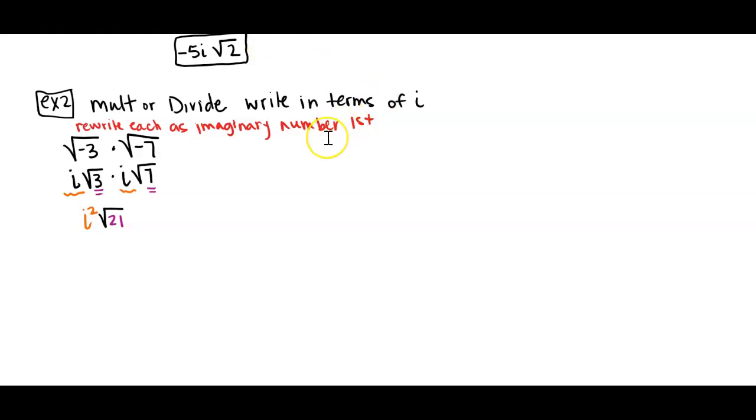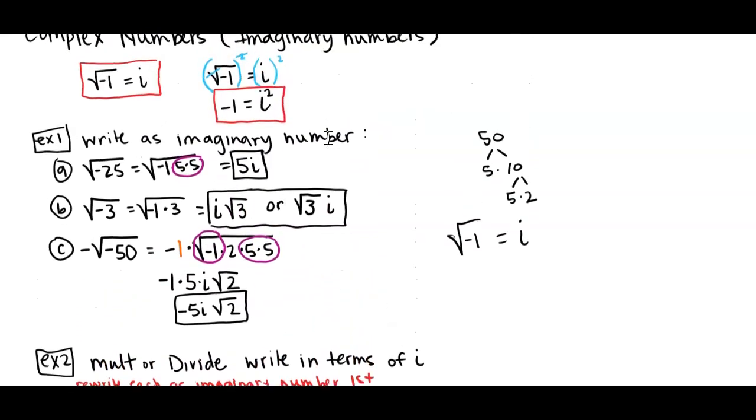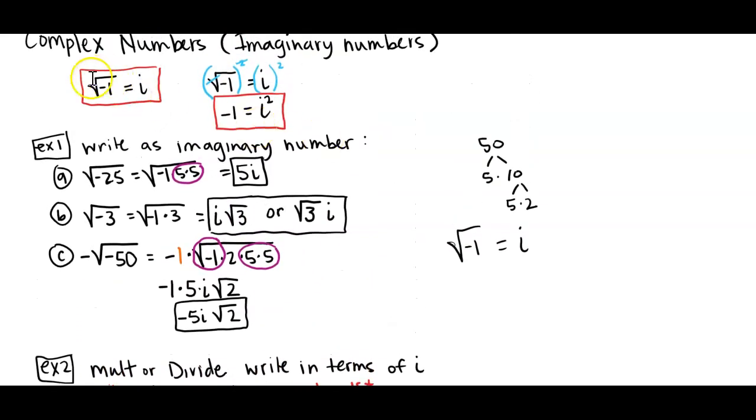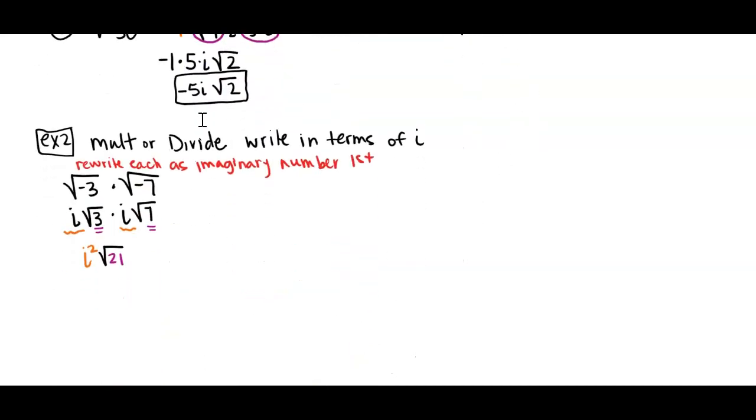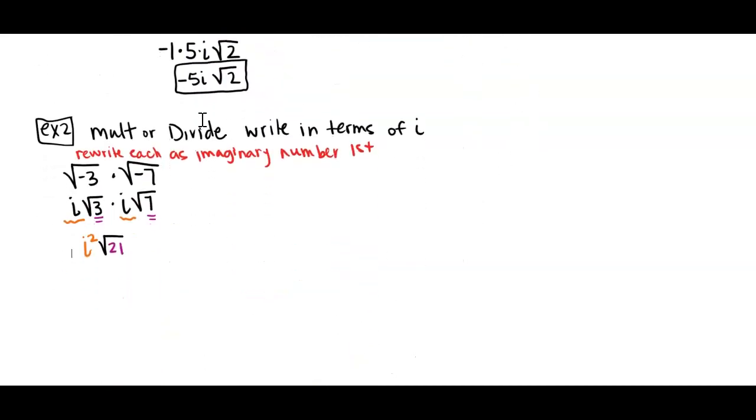Remember up at the top? -1. Yeah, so we're just going to change that. When you see the square root of -1, you're going to change it to an i. When you see an i squared, you're going to change it to a -1. That's just going to help us simplify this a little bit more. So we'd have negative, or you can write it as a -1 if you want to, square root of 21. And that would be our answer on that.